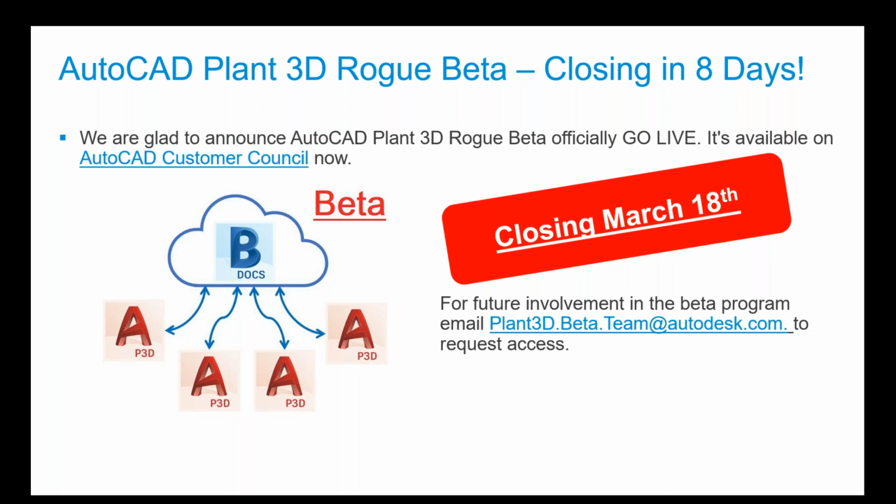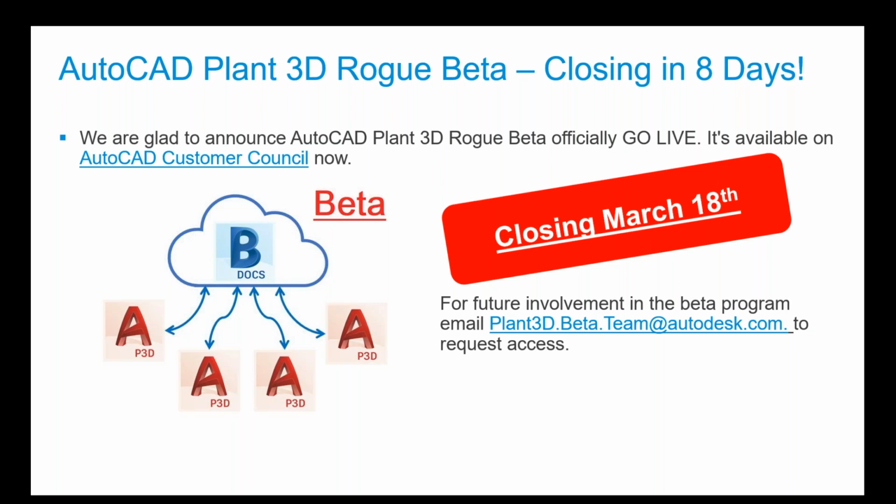If you need to get access, you need to register with the AutoCAD Customer Council. How you can register is to send an email to the plant3dbeta team at autodesk.com to request access, and they will be providing you access to the Plant 3D beta, which includes the new feature on BIM Docs integration with Plant 3D. So if you haven't registered for the Plant 3D Rogue Beta, this is the last 1 week for you to go ahead and register and explore. Feel free to drop a note to the team at the email address.